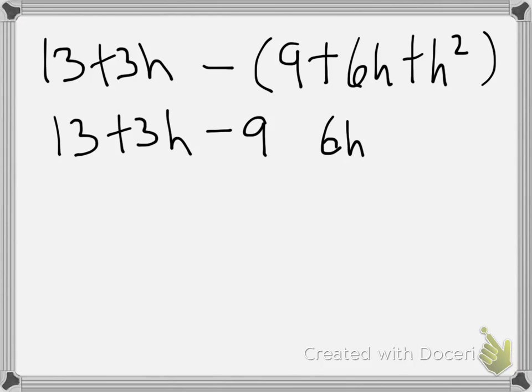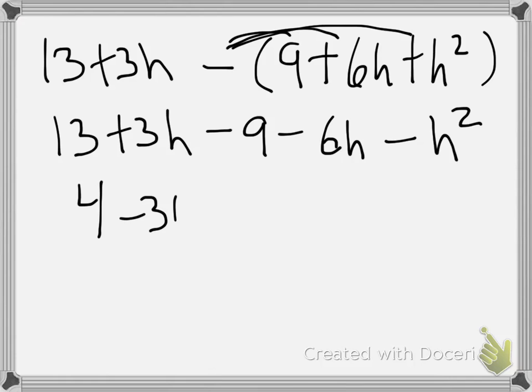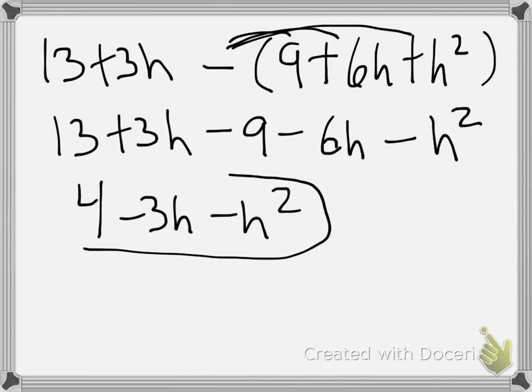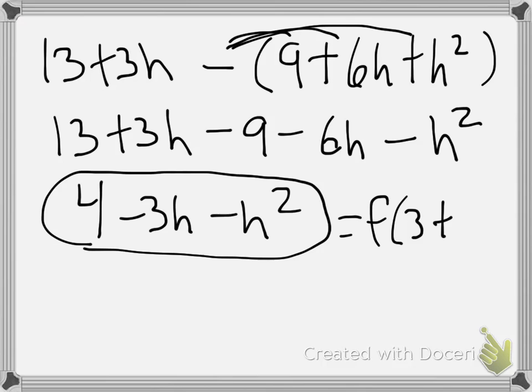And now realize that all three of these terms are getting the negative because the negative is distributing to all three. So this is going to be 4 minus 3h minus h squared when I combine like terms. So this is my answer for f of 3 plus h. And f of 3 was 4.